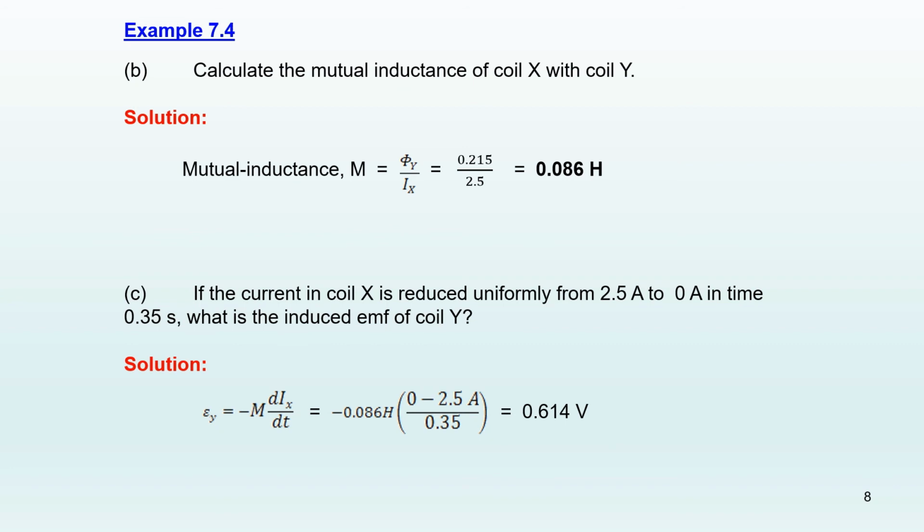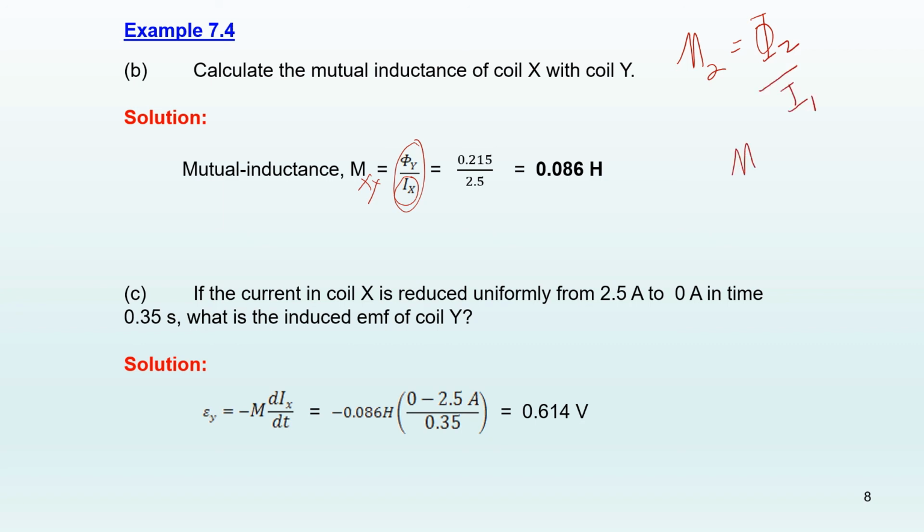Okay, B, calculate the mutual inductance of coil X with coil Y. So mutual inductance XY sama dengan, tak kira lah kalau you ambil, sekarang ni dua-dua kita, current, okay. Yang ini ni sebab kita tahu current daripada X. So kita boleh calculate lah. Flux Y sebab dia punya formula M2 sama dengan flux 2 over I1.